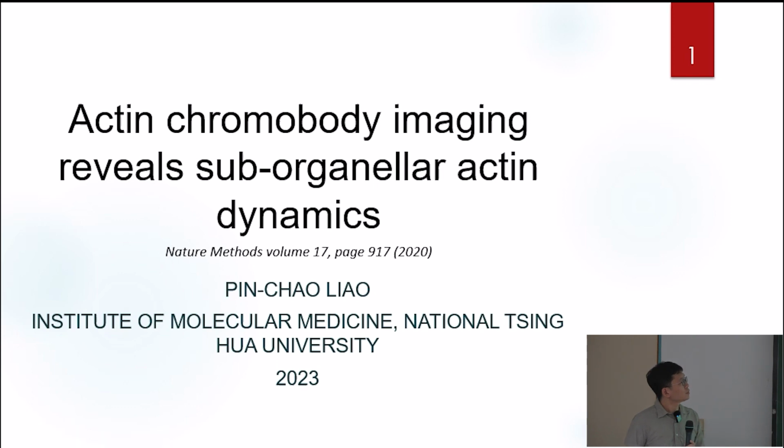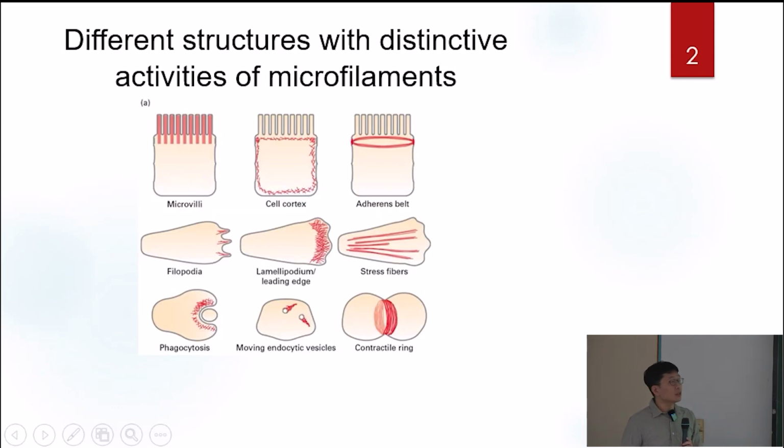Okay, so as you may know, actin is one of the cytoskeleton components. It belongs to the microfilaments. It has several functions, including supporting the cell structure, as it can be located in microvilli, surround the cell cortex, or be in the adherens belt. It can also help the cell move, so it can localize to the leading edge, lamellipodium or filopodium, and uses myosin to help cells move.